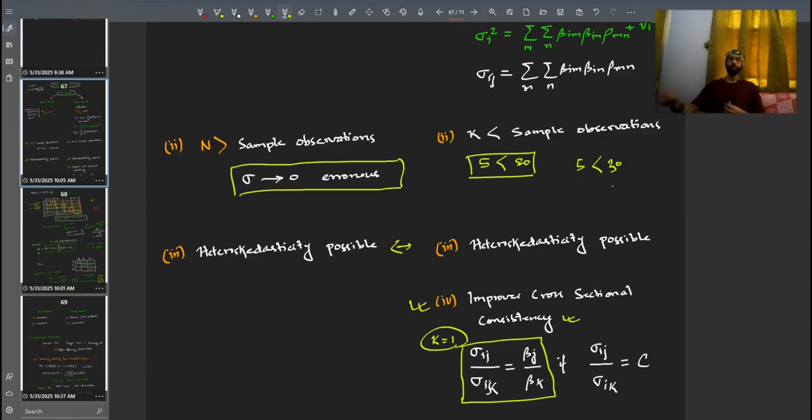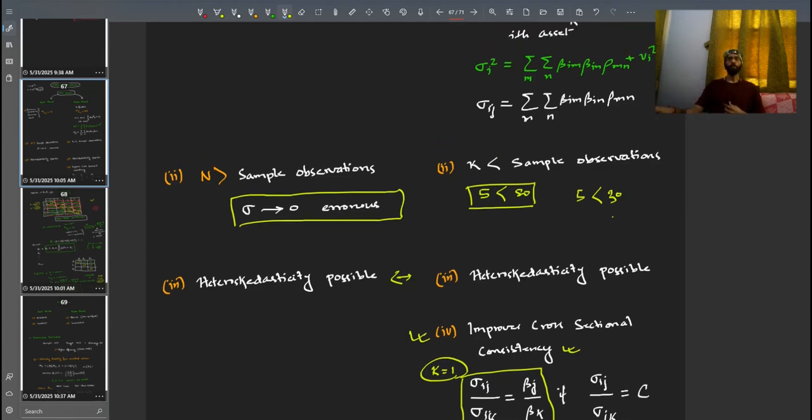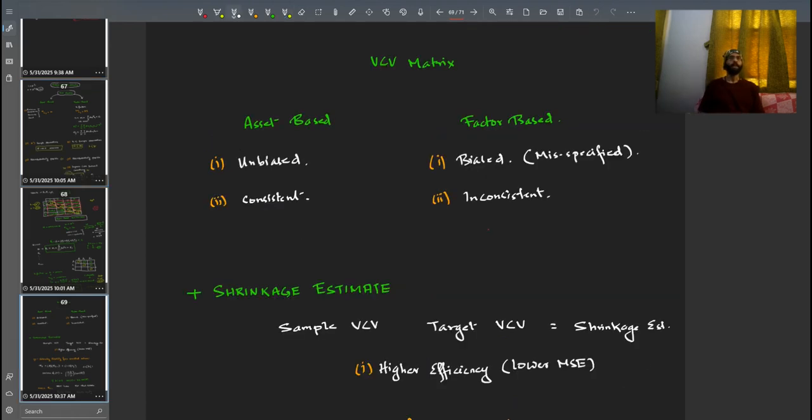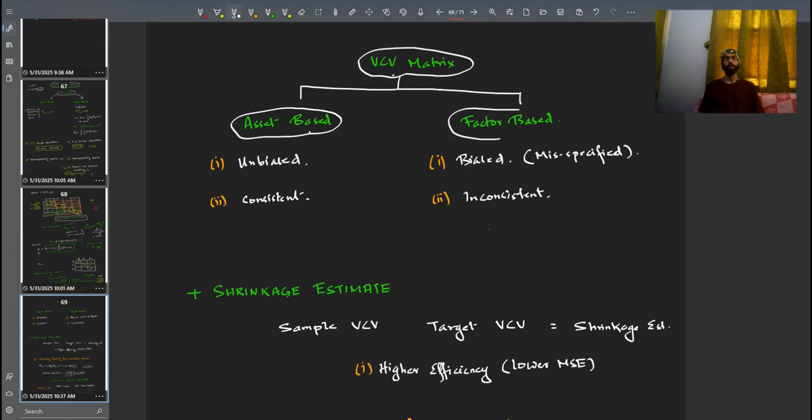Now, we have spoken about the advantages, and also that one of the factors, heteroscedasticity, is possible in both, and there are three other advantages of factor based models that we have spoken about. Now we'll talk about the disadvantages of factor models. So the VCV matrix again has two ways to be done. One is the asset based model and one is the factor based model, right? We have spoken about the advantages of the factor based model. Here we have listed out a couple of disadvantages.